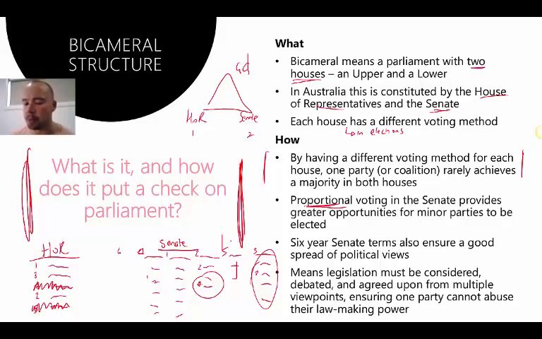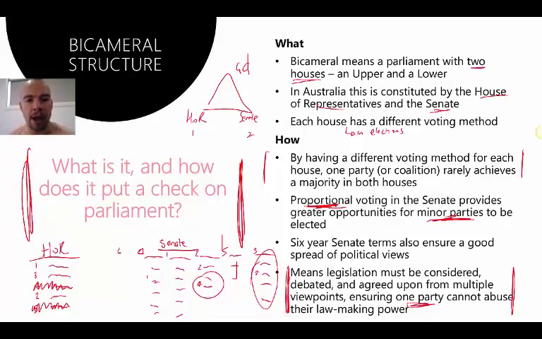There was a guy in Western Australia, who had about 30 votes, I think, and the same thing happened. So this proportional voting, and this is how you need to explain it because it's obviously very detailed, this proportional voting in the Senate provides greater opportunities for minor parties. And as soon as you've got more minor parties, you've got less seats going to the major parties, you've got less chance of them having a majority. That means bills or legislation has to be debated, it has to be agreed upon from multiple viewpoints from multiple political parties, ensuring one party cannot abuse their lawmaking power.